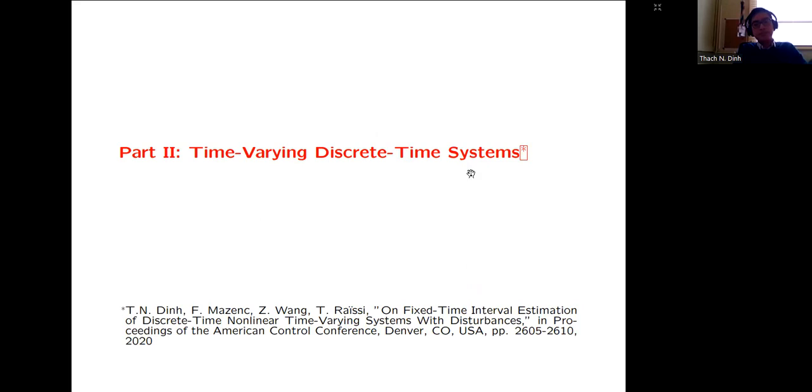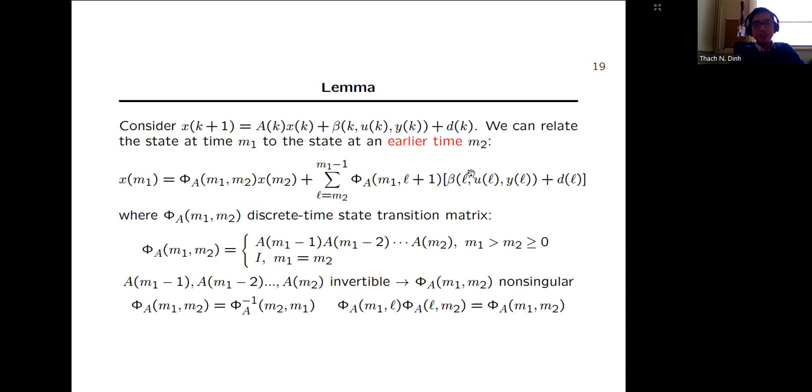So now the second part: we will generalize the first part for time varying discrete time systems. This work has also been published in a paper in the proceedings of ACC 2020. The challenge here is the state transition matrix. Now we cannot have the analytical form of the state transition matrix.